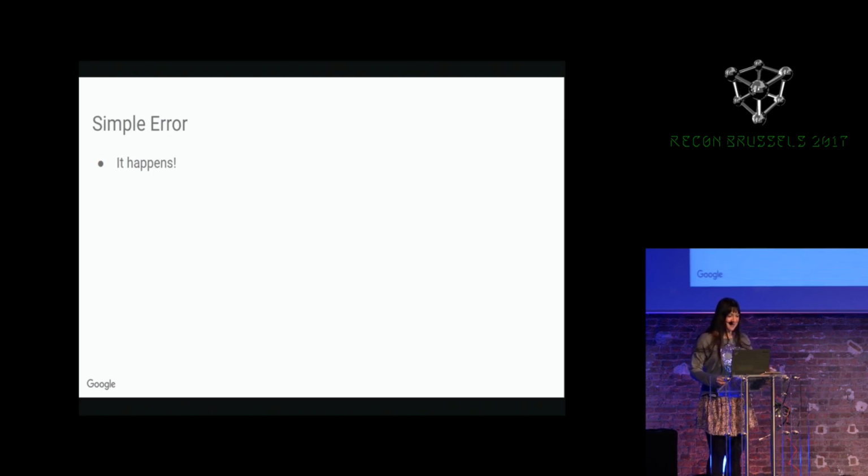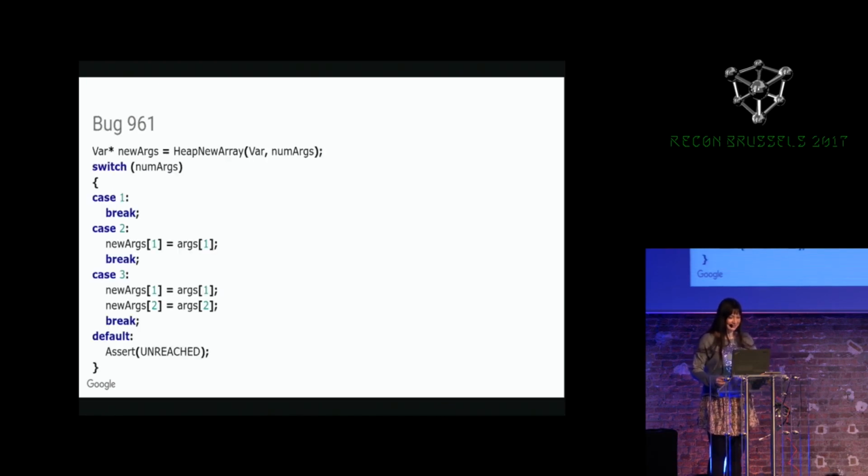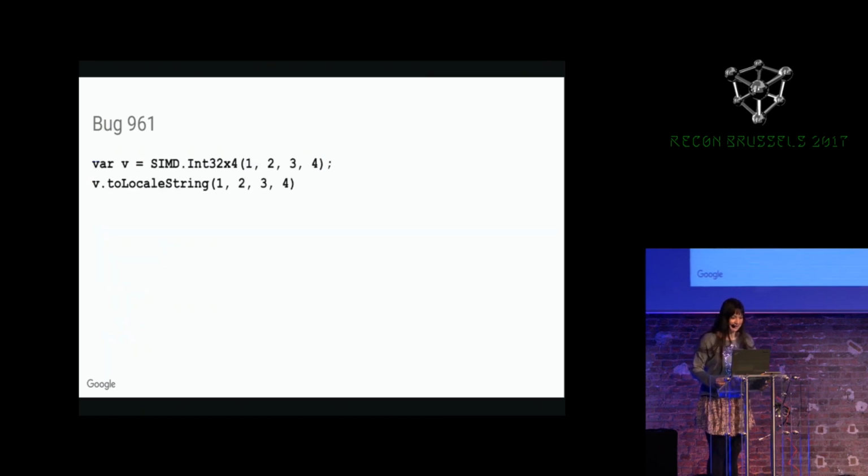And then there's this last bug. Not every bug is due to weird JavaScript features. Sometimes mistakes happen. There was this one where the assert at the bottom, I think, wasn't intended to be some sort of hard error, but it was. This is just a simple uninitialized variable. If you have 1, 2, or 3 args, it does the right thing. If you have more args, it just falls through and doesn't initialize it. And this was also wonderfully tweetable. A very easy bug to reproduce.